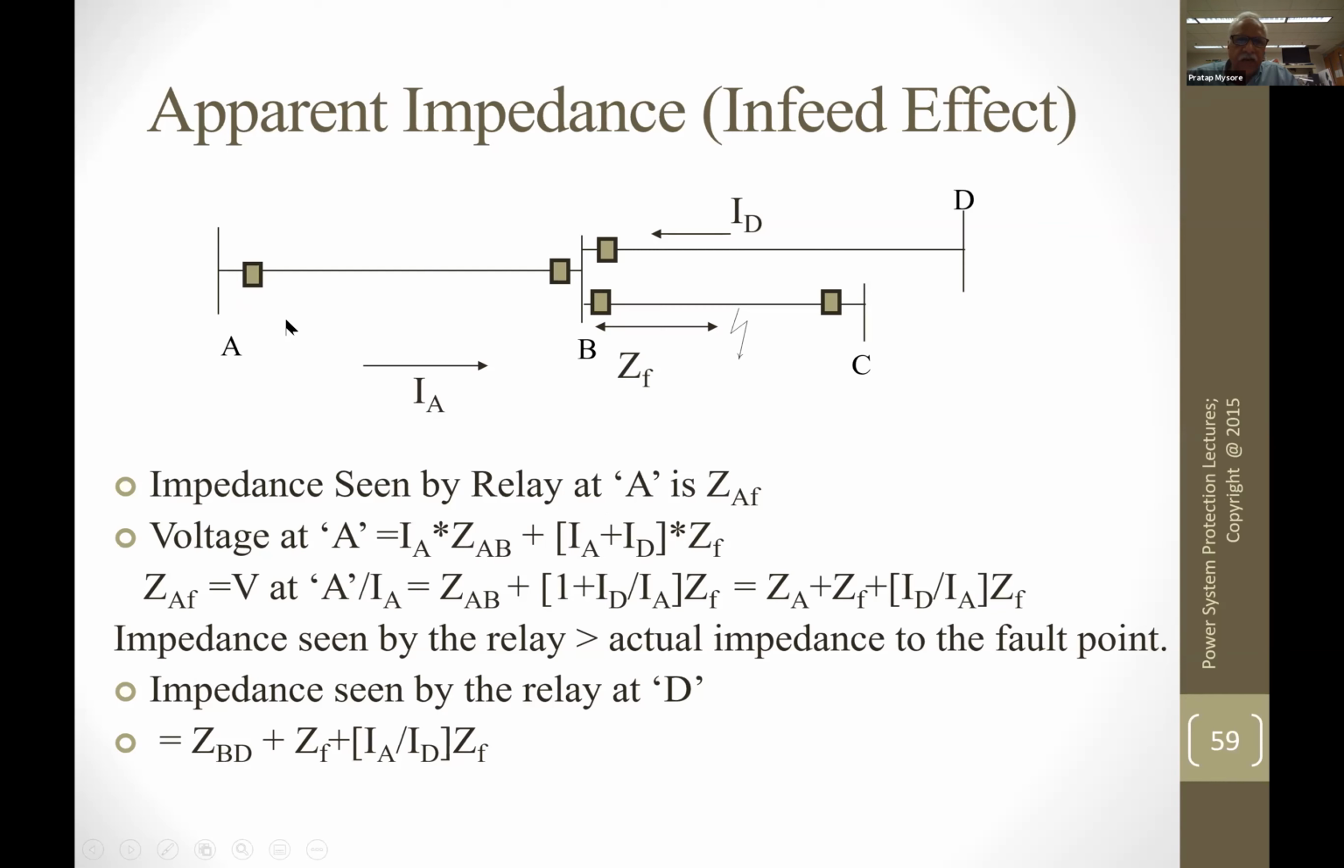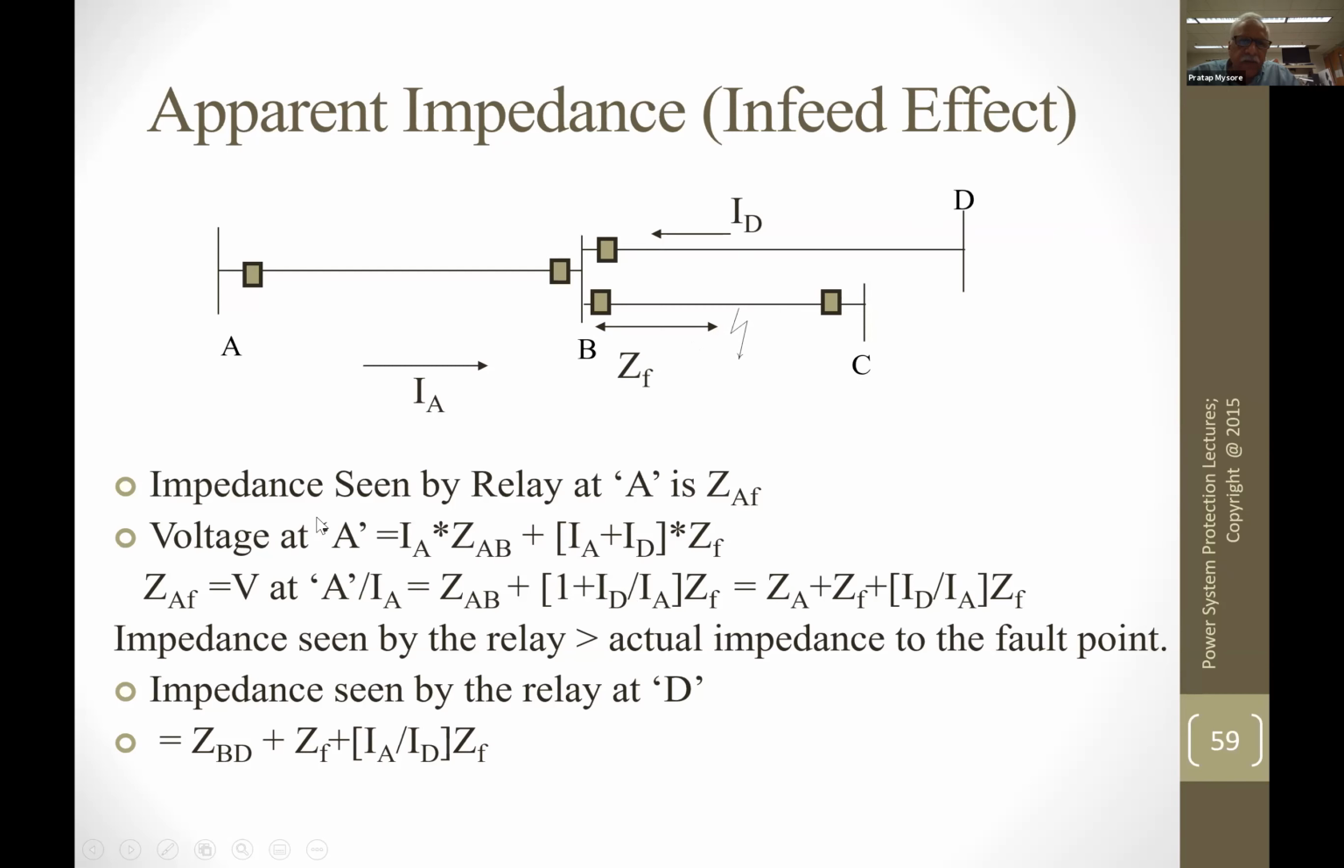Now let's look at it here. I have a line section from A to B, and I have two transmission lines going from B to C and B to D. B to D is a longer line in this figure. Now a fault occurs on line section BC, and the impedance of the line from bus B up to the fault point is ZF.